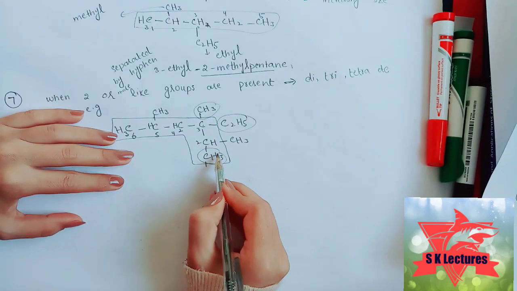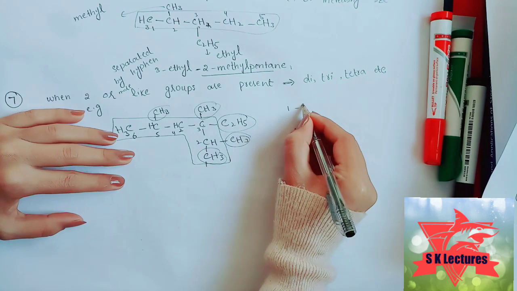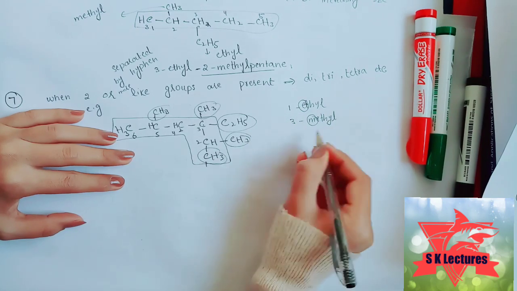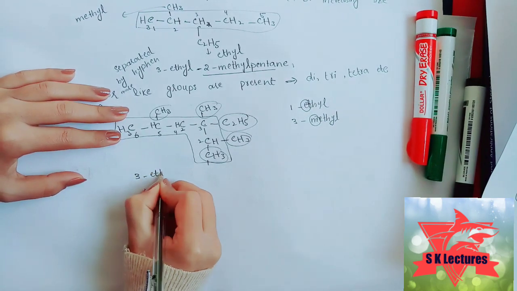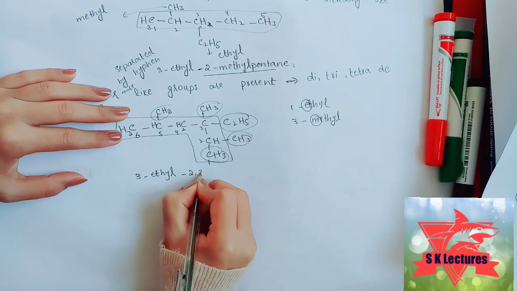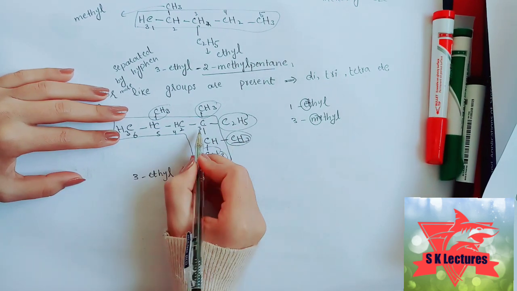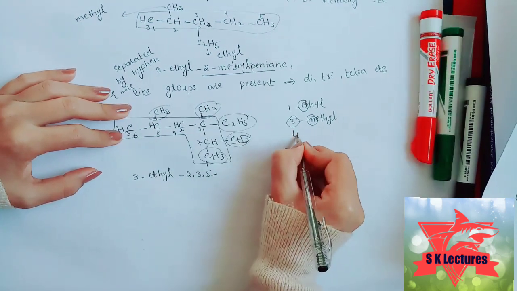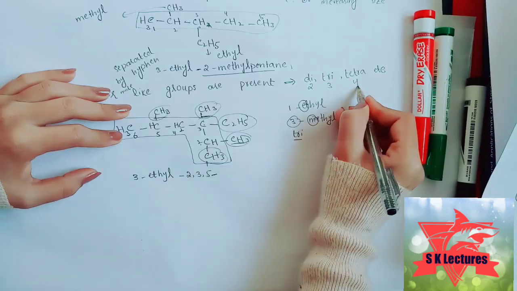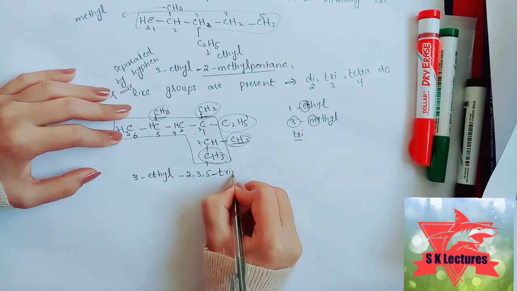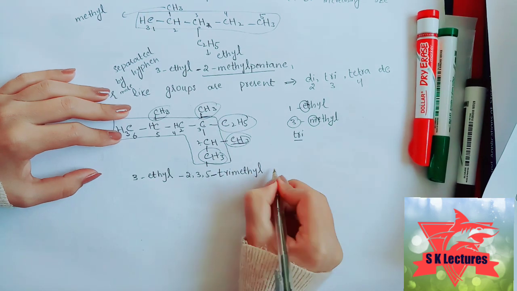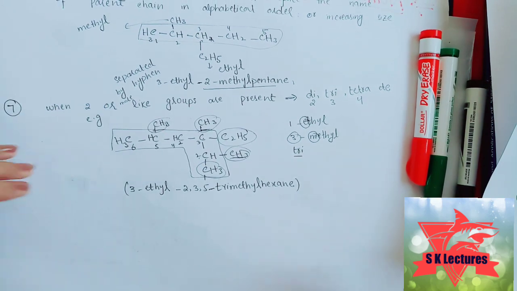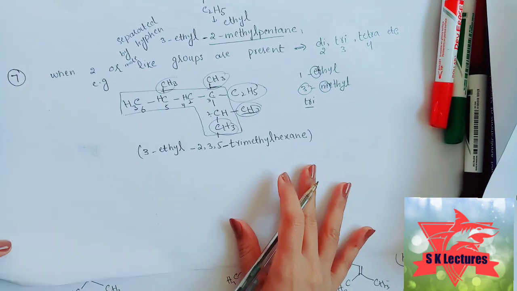So 1 ethyl substituent is present and 3 methyl substituents. For three methyls, we will use the prefix tri. First write the position of methyl, which is present on the third carbon atom. So 3-ethyl, 2, 3 and 5 trimethyl. Di for 2, as I told you, tri for 3 and tetra for 4. So 2, 3, 5 trimethyl, and the parent chain contains 6 carbon atoms, so it will be hexane. So 3-ethyl-2,3,5-trimethylhexane.